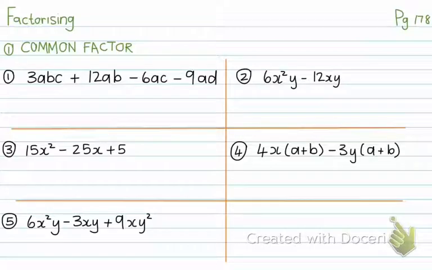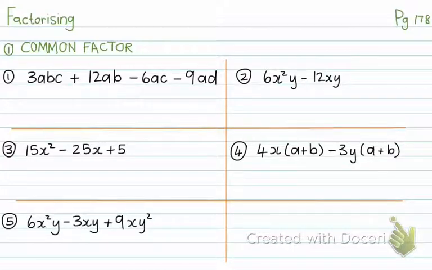You don't know this yet. Now we get a few types of factorizing. The first one we're going to look at today is taking out a common factor. We're also going to look at the difference of two squares and trinomials, but let's concentrate first today on taking out a common factor. All right, here we have five examples.